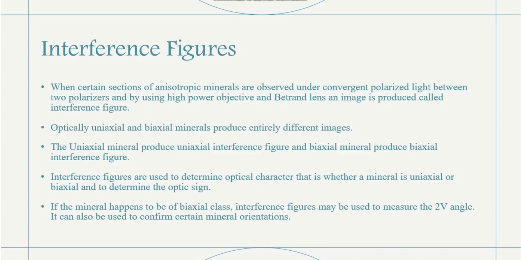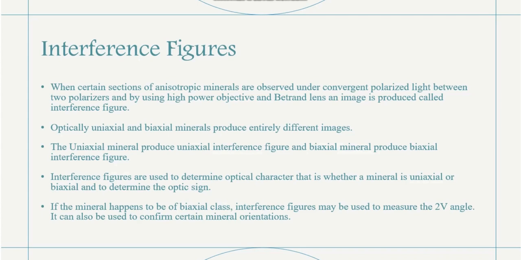All right, so nonetheless, when certain sections of anisotropic minerals are observed under convergent polarized light between two polarizers, and by using a high power objective lens and Bertrand lens, an image is produced, and that is what you call the interference figure. So optically, uniaxial and biaxial minerals produce entirely different images.